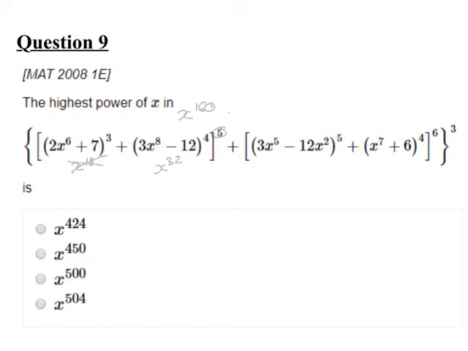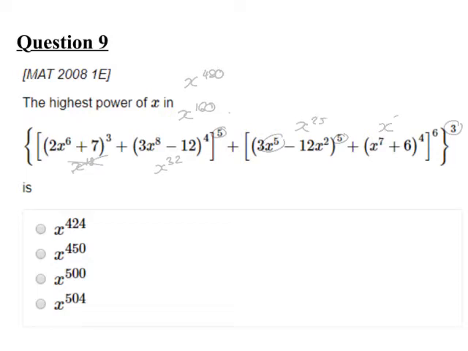Well, that's bigger than 18. And we have a power 5 outside that. So we multiply 5 and 32 to get 160. Finally, the outermost bracket has a power 3 outside it. So that's going to take you to 480.